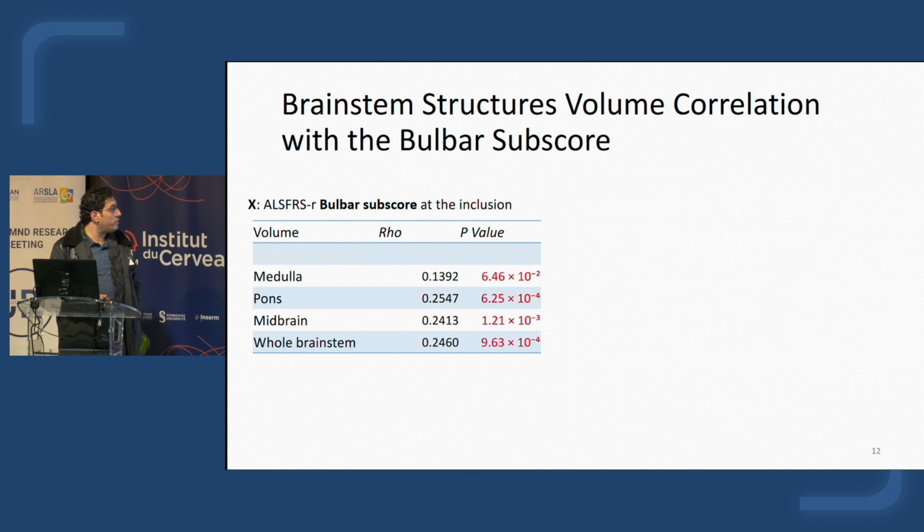And when we're looking at the FreeSurfer analysis, we find the same pattern of positive significant correlation between the bulbar subscore and the volumes of these regions.